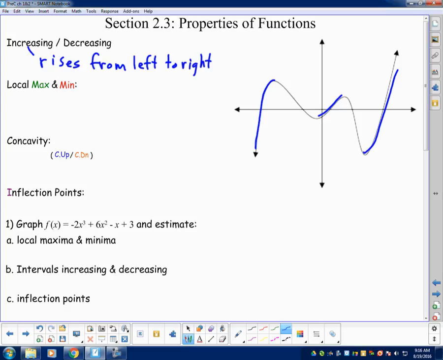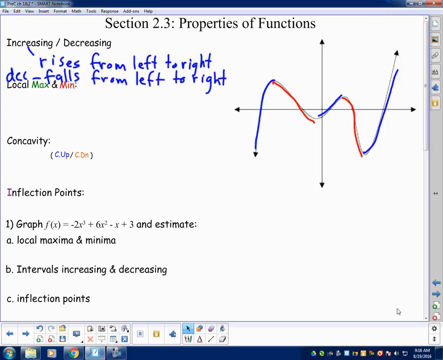And then decreasing falls from left to right. That's what it means to decrease. So we can see that happening here and here. Increasing, decreasing. And we want to be able to use functions to model things in real life, and we want to know if it's trending up, trending down, those types of things.